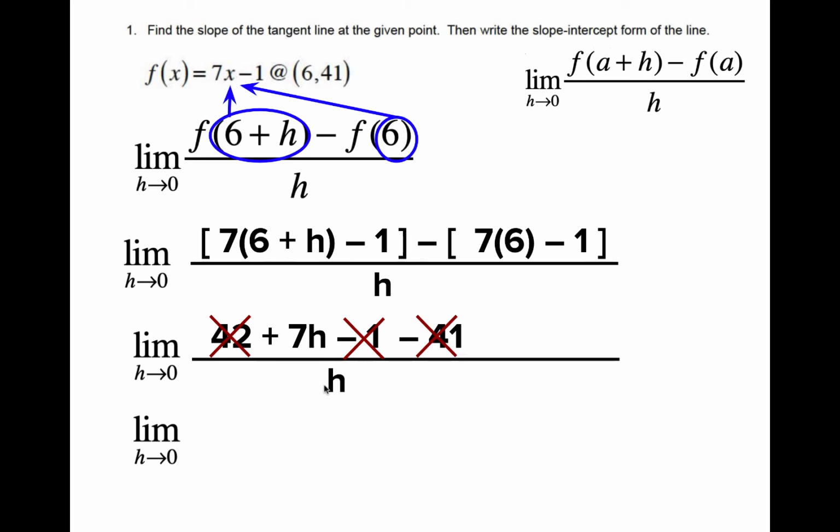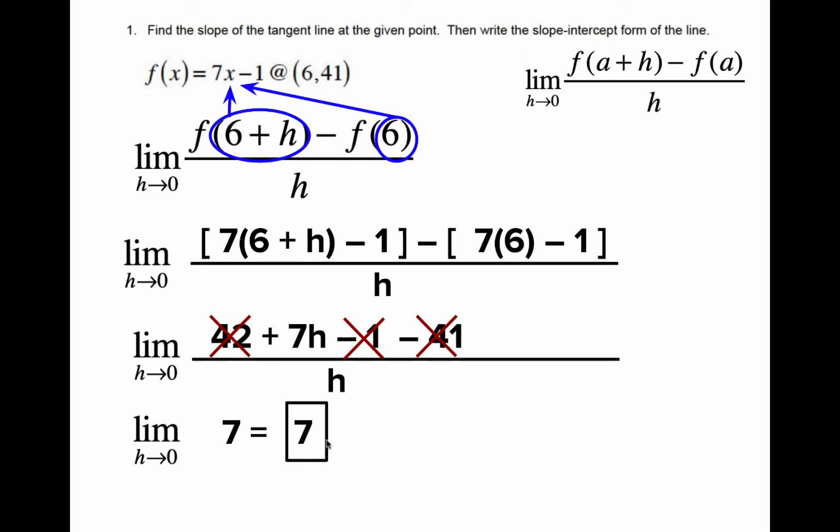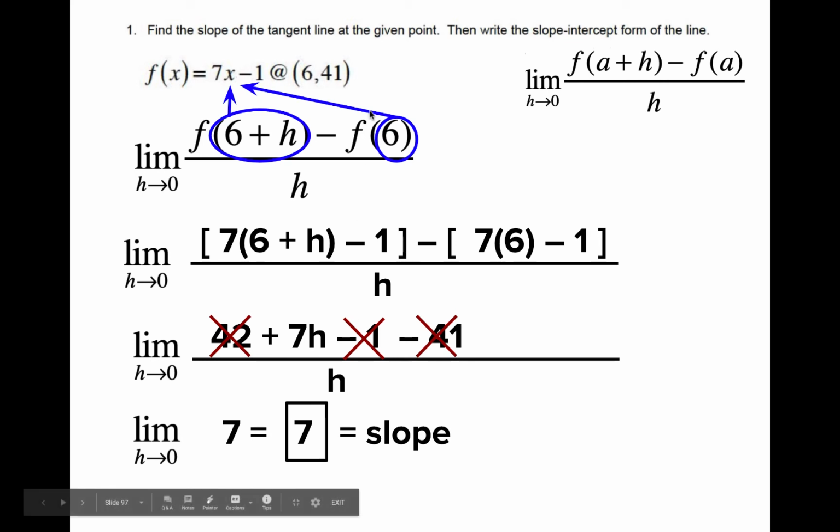Notice the h's divide out. I'm just left with 7. Notice I can't plug in the 0 for h because there are no more h's. So we have to remember the limit as h approaches 0 of a constant is that constant. So that's just 7. Again, this was the slope at that point, 6, 41.